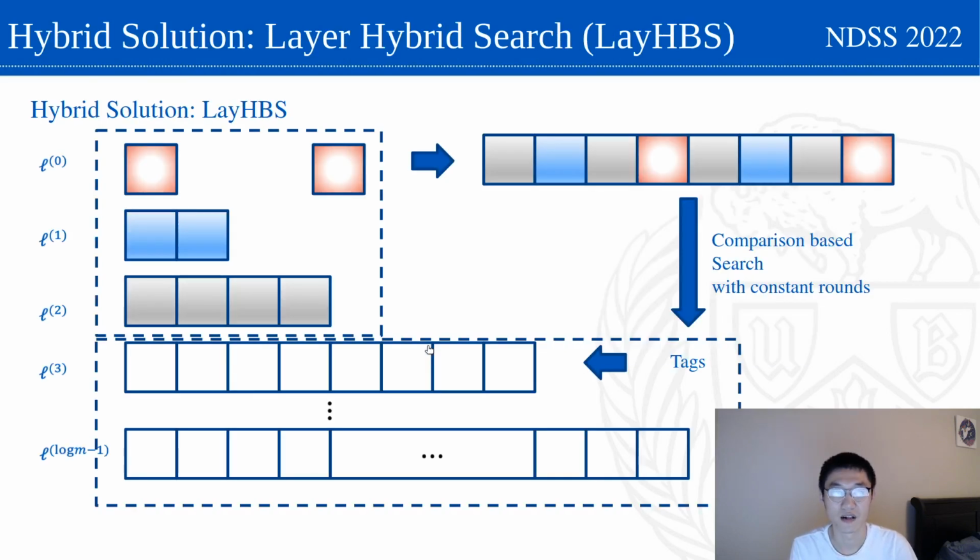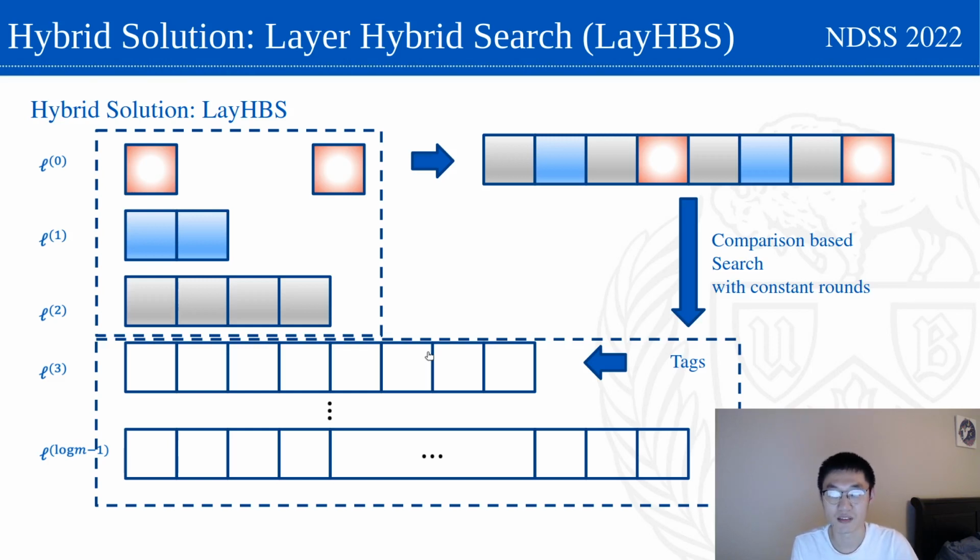Next is our hybrid solution. Our first hybrid solution is the layer-based hybrid search. The way we improve the performance of the tag-based solution is that we notice there's only a small number of elements in the top several layers, but we still need to spend 5 rounds for each of them.